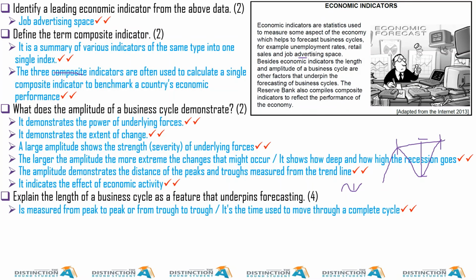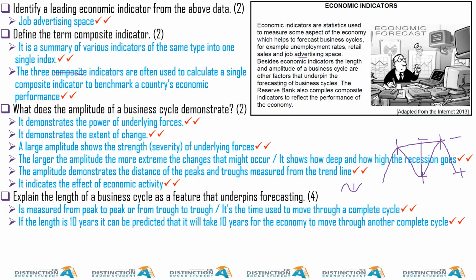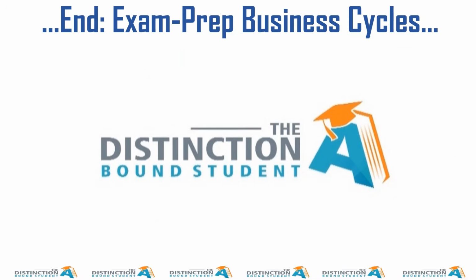Explain the length of a business cycle as a feature. We have done it before. It is used to predict, just like even the amplitude. So you can use the amplitude to predict the next intensity, and the length can be used to predict the next one. It is measured from peak to peak or trough to trough. It's the time used to move through a complete business cycle. So if the length is 10 years, it can be predicted that it will take 10 years for the economy to move through another cycle. So it is used as a predictor.